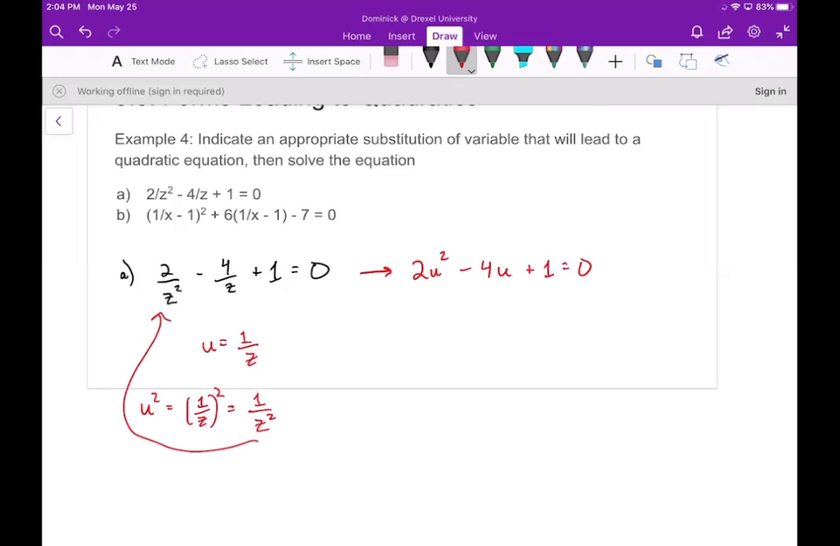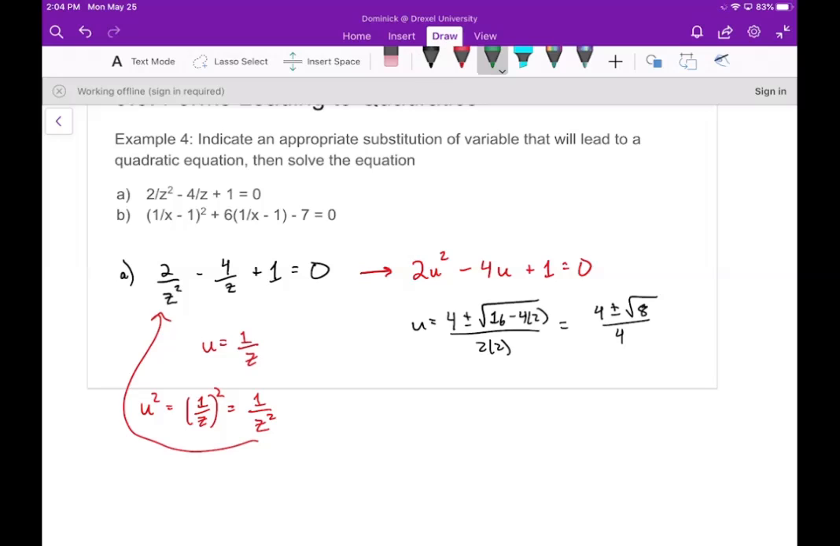Okay, so now if I do 2 times 1, I'm going to get a 2, but I'm not going to be able to multiply to 2 and get 4. So let's use the quadratic formula. We get u is equal to negative b, so negative negative 4 is positive 4, plus or minus square root of b squared, so 16 minus 4 times 2 times 1, over 2 times 2. So we get 4 plus or minus square root of 8 over 4.